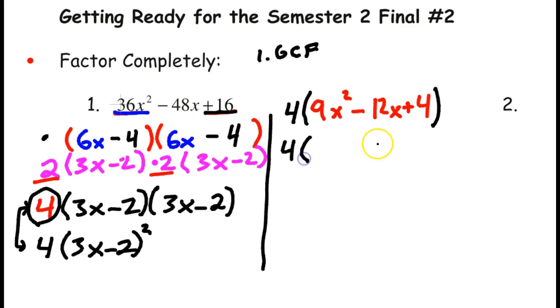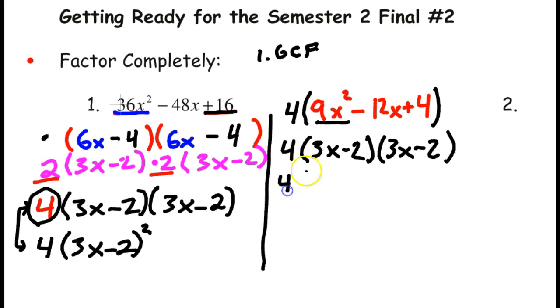Now from here, it's a little easier, because what multiplies to 9x squared? 3x and 3x, right? Same thing we got here. And what multiplies to the 4? We get 2 and 2. And once again, to get the negative 12, make them both negative. So you see how we get the same answer here, but it's a little bit shorter.